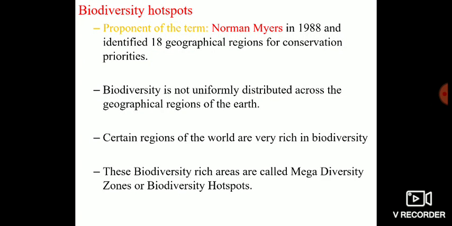Today we are going to deal with biodiversity hotspots. First of all, the proponent of the term biodiversity hotspots. It was Norman Myers in 1988 who for the first time coined the term biodiversity hotspot, and he himself identified some 18 geographical regions for conservation priorities.